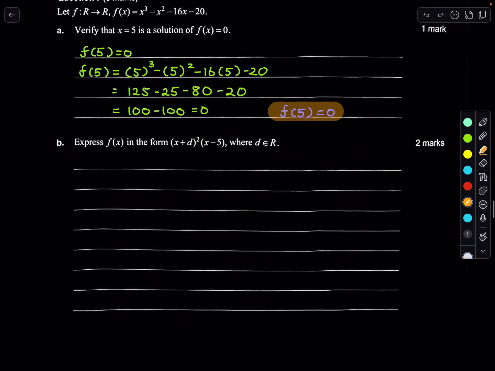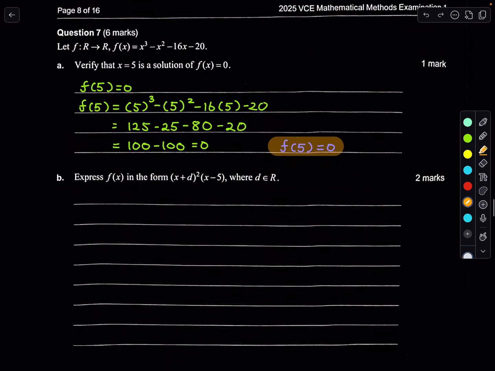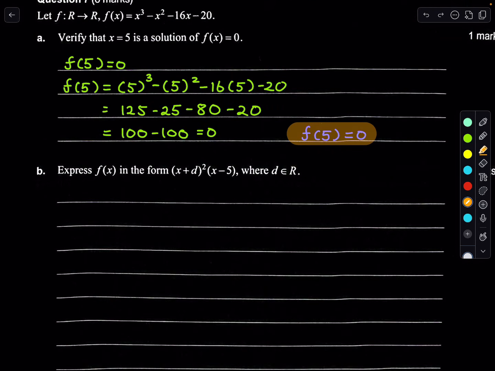All right. Express f of x in this form where d is an element of the reals. What's happened here is that they want you to factorize it. And guess what? They've given you the hint. If they didn't give you any hint, unfortunately you'd have to sub in values like 1, negative 1, and then use the factor law to check which one is a root, and then use some long division and all that work.